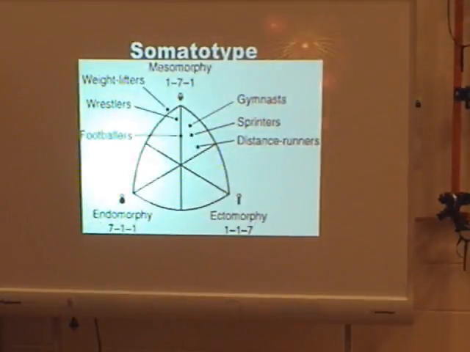We just talked about this. One of the added ones they have here is footballers. They fall very symmetrically between endomorph and ectomorph, but they are just lean and strong individuals, and so they go more towards the mesomorph. They're not necessarily tall or fat.